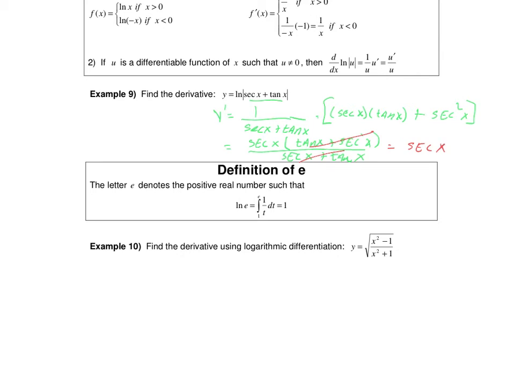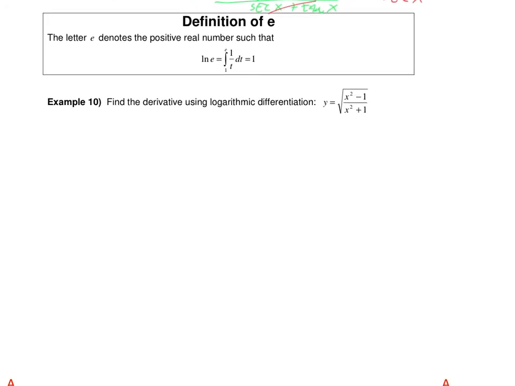All right, so we've talked about the definition of e as well. We talked about that before, the definition of the natural log. Find the derivative using your logarithmic differentiation. So if we did that the long way, you can see the chain rule within the quotient rule. But now we can split this up as a rewrite.